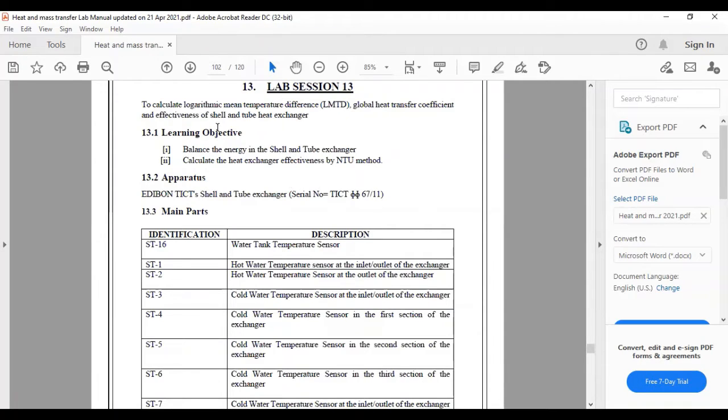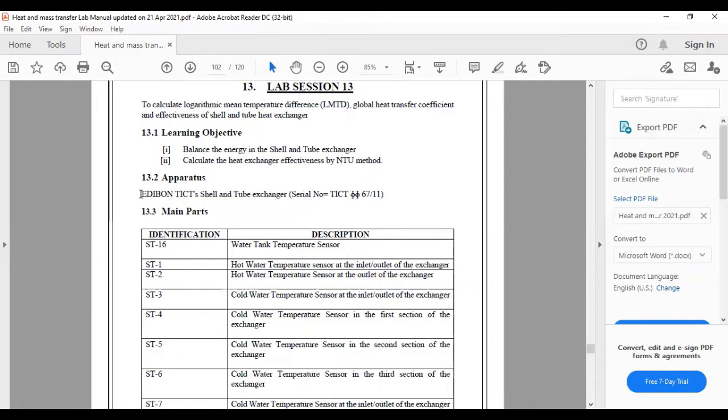The main statement of the lab session is to calculate the logarithmic mean temperature difference, abbreviated as LMTD. We have to calculate this LMTD, the global heat transfer coefficient, and the effectiveness of the shell and tube heat exchanger. These are the three main parameters we will calculate here, and we have two objectives. One is to balance the energy in the shell and tube heat exchanger, and the second is to calculate the heat exchanger effectiveness by the NTU method. NTU is the abbreviation for number of transfer units.